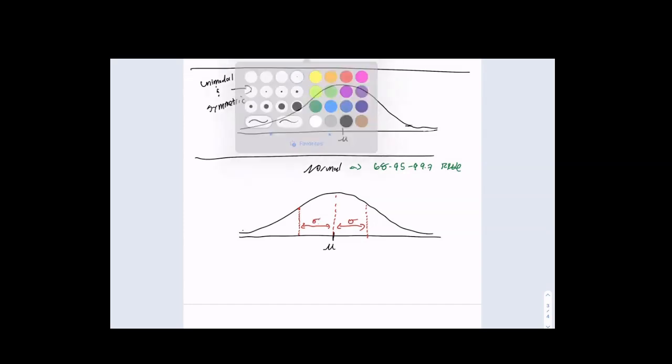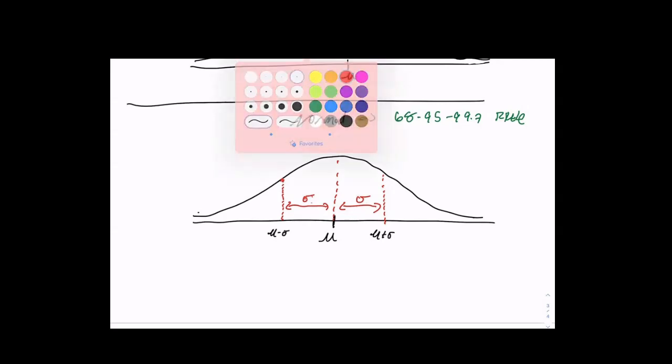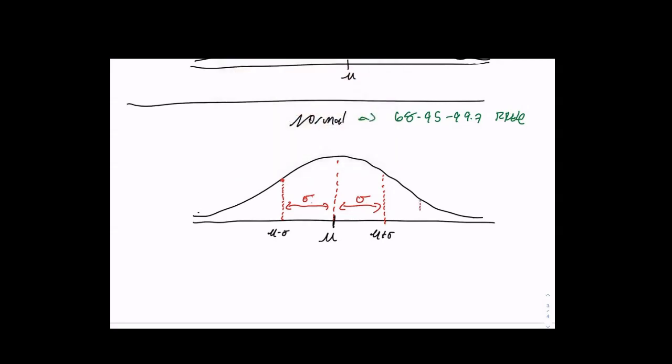So this value here would be the mean plus a standard deviation above. And this value here would be the mean minus a standard deviation below. And I would keep going over here. That is another standard deviation. That is another standard deviation.